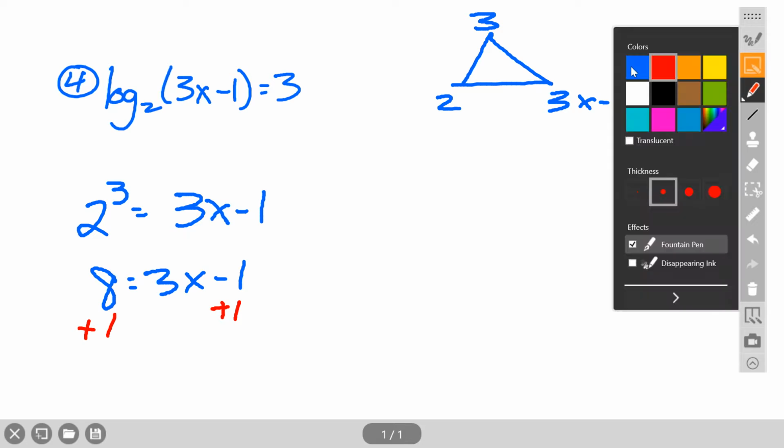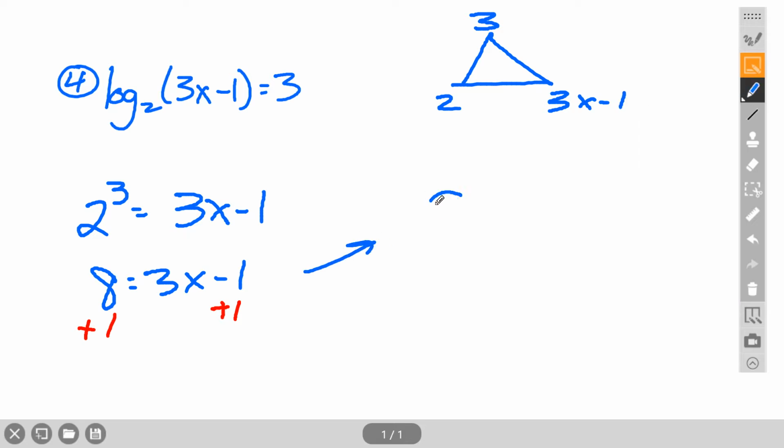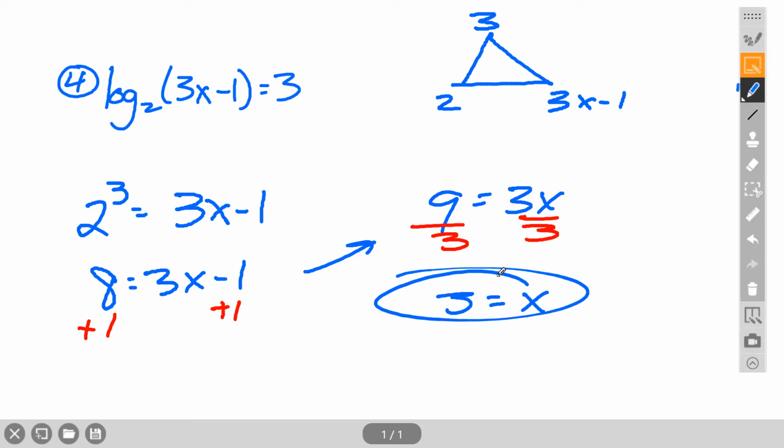We'll add 1. Gives us 9 is equal to 3x. And we'll divide by 3. So we got x is equal to 3. So our solution is 3.